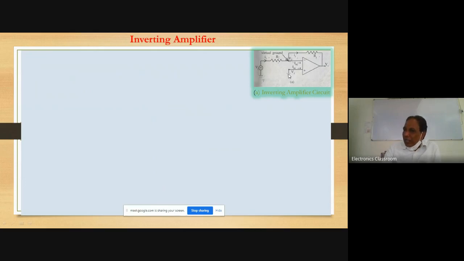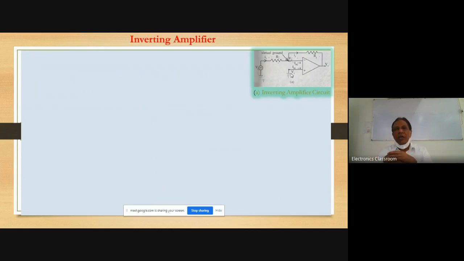The concept, or the meaning, of ground is that it is a point, anywhere, which can draw infinite current and which has 0 volt potential. This is the concept of your ordinary ground. That means there are two types of ground: ordinary ground and next is a virtual ground.